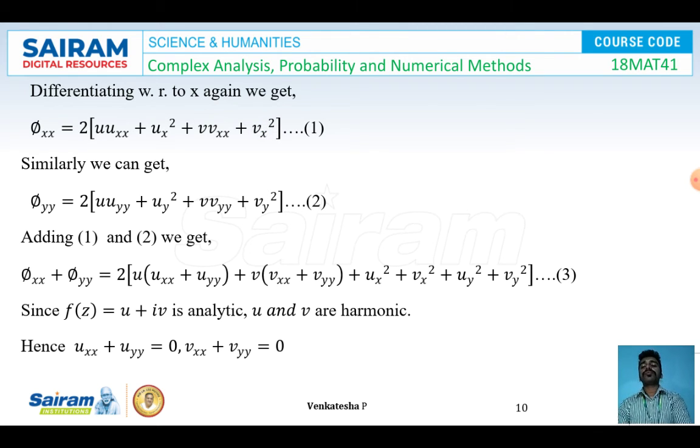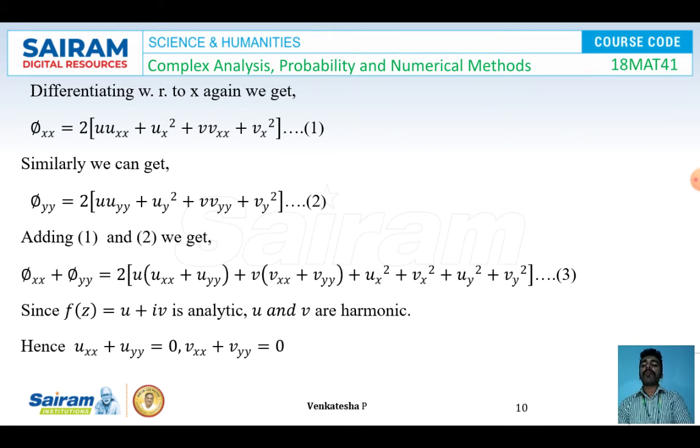In the same way, differentiating the previous equation π = u² + v² two times with respect to y, I'll have πyy equal to 2 times (uyy + uy² + vyy + vy²). I'll call this equation number 1 and this one equation number 2.